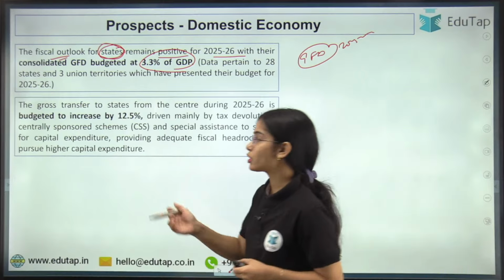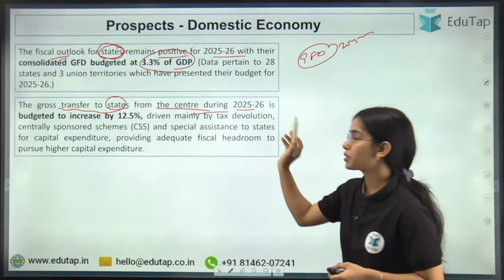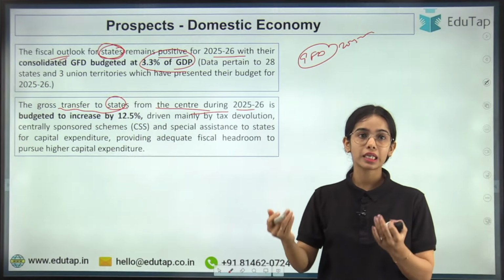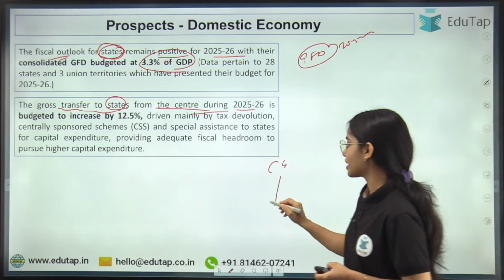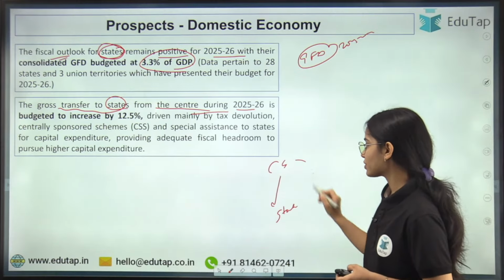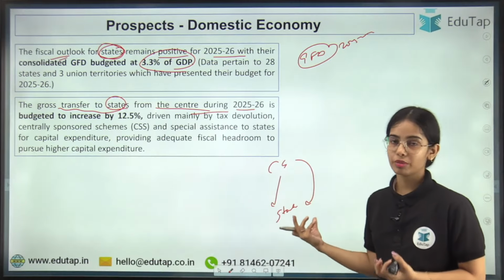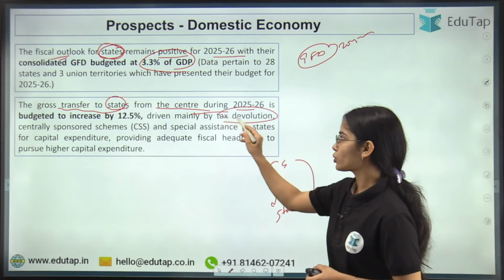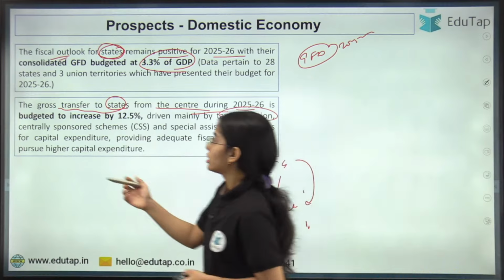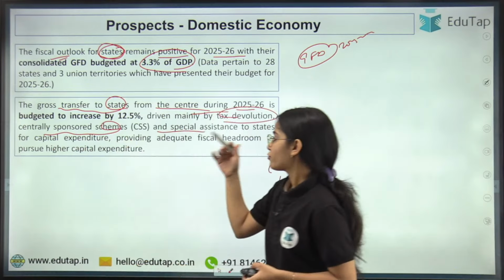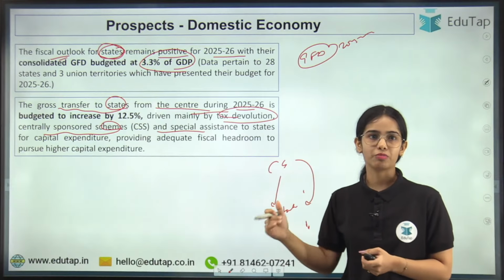Now gross transfer to states from the central government during 2025-26 is budgeted to increase by 12.5%. Okay, so the central government has to provide money to the states. So it is budgeted that the central government is going to provide even more money, by 12.5%, to the state governments, driven mainly by tax devolution. So the central government passes on a part of tax to the state governments. For centrally sponsored schemes also the money will be transferred. Okay, so the money will be transferred 12.5% higher.